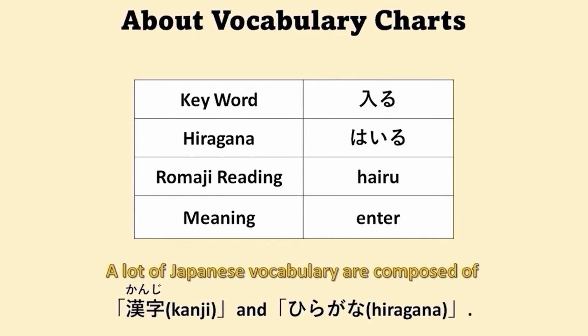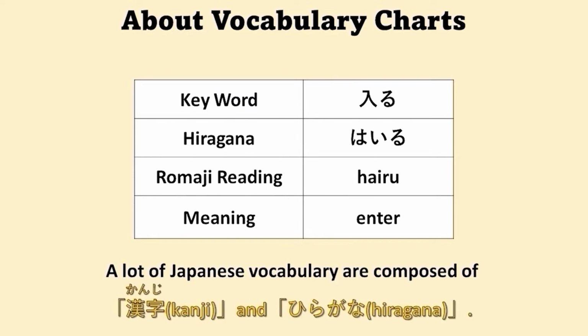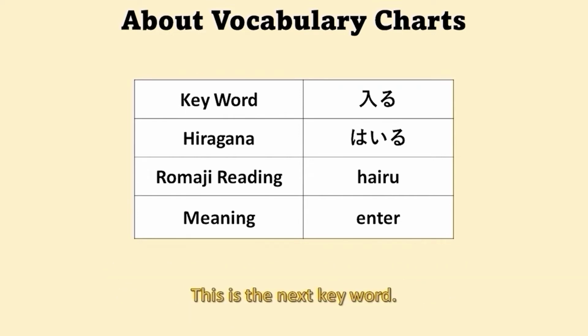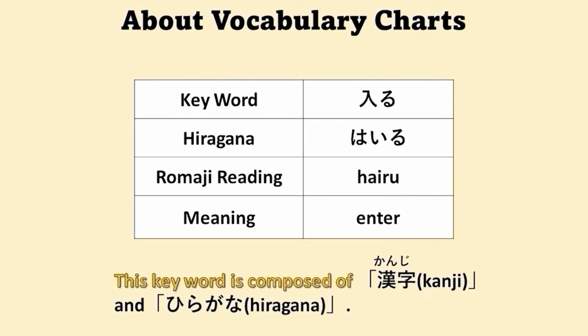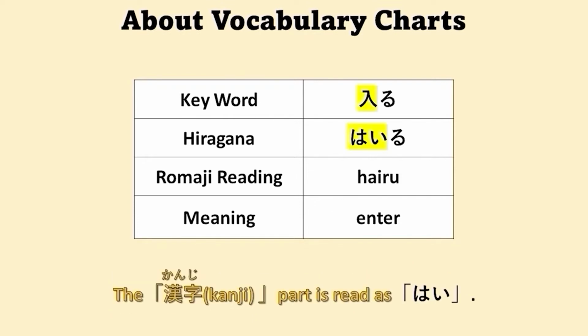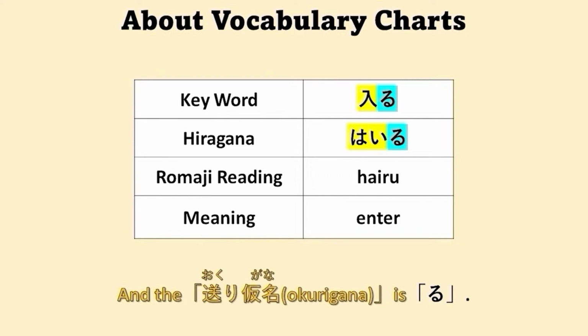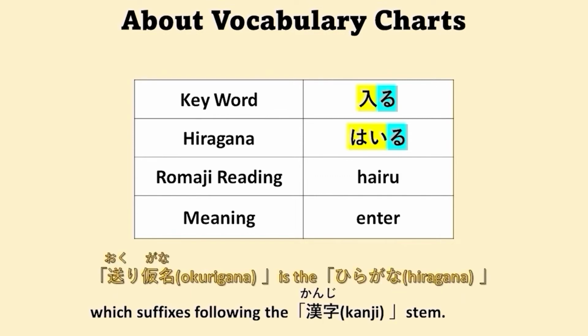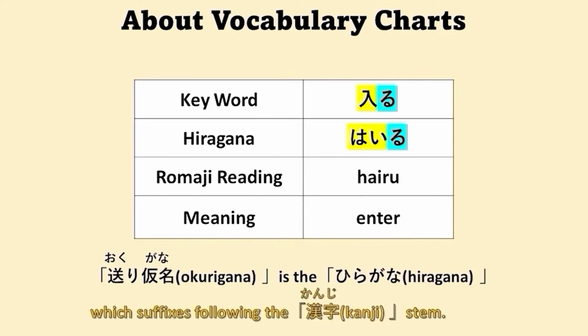A lot of Japanese vocabulary are composed of kanji and hiragana. This is the next key word. It is read as 入る. It means enter. This key word is composed of 漢字 and ひらがな. The 漢字 part is read as はい and the 送り仮名 is る. 送り仮名 is the ひらがな which suffixes following the 漢字 stem.